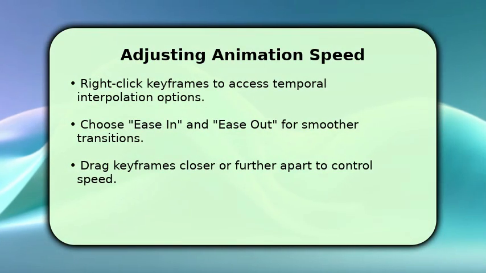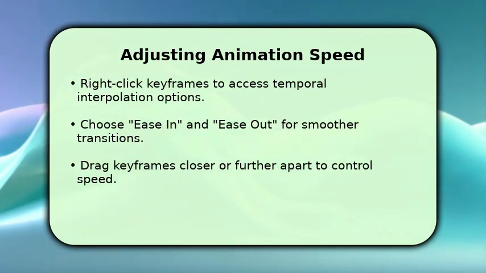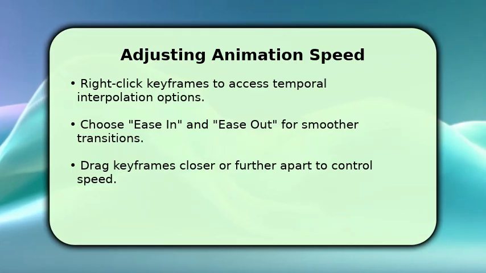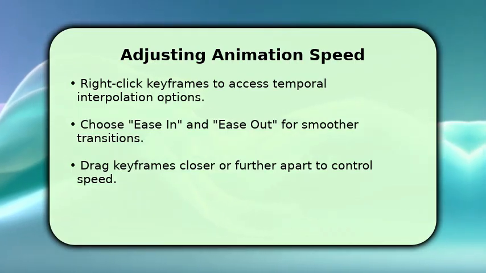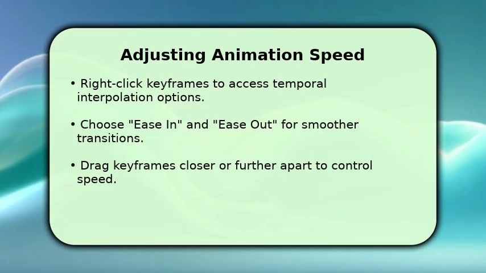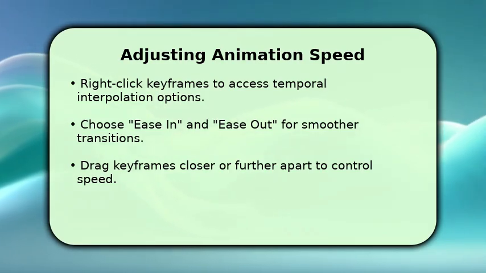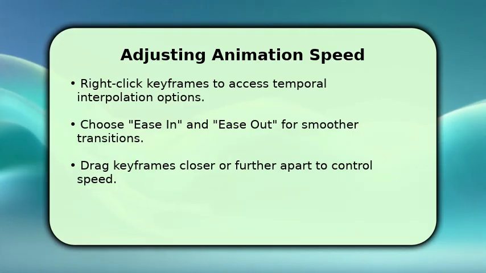To make your sliding text look more professional, refine its speed. Right-click on your keyframes in the Effect Controls panel. Select Temporal Interpolation and choose Ease In for the first keyframe and Ease Out for the second. This creates a smoother start and end to the animation.